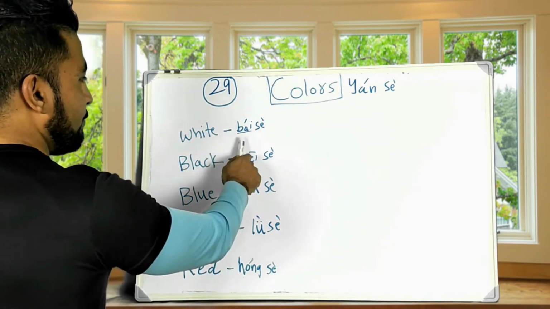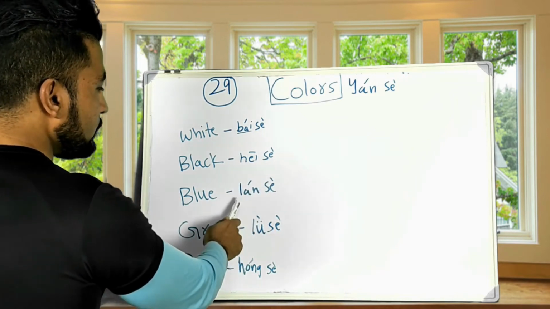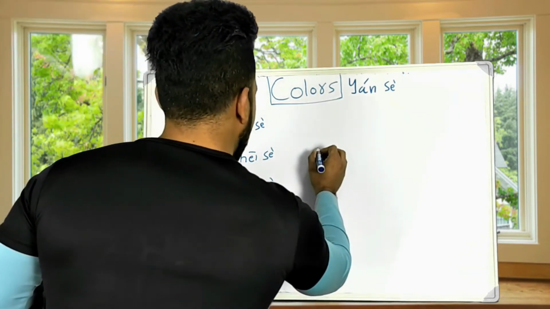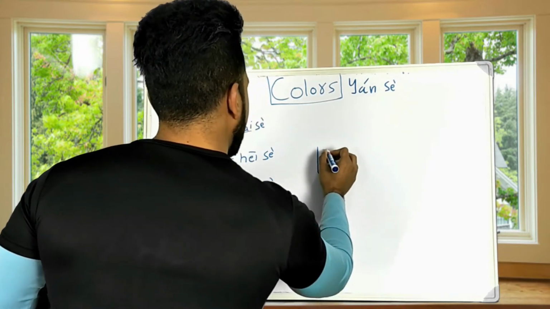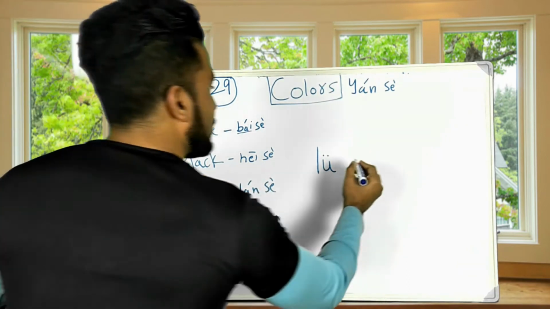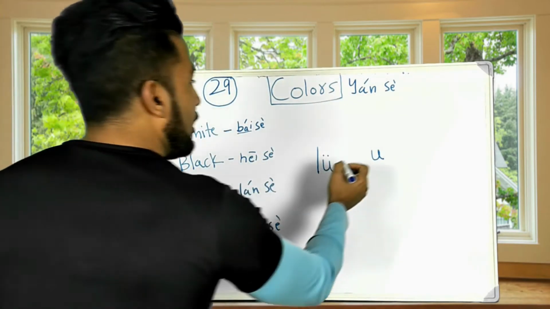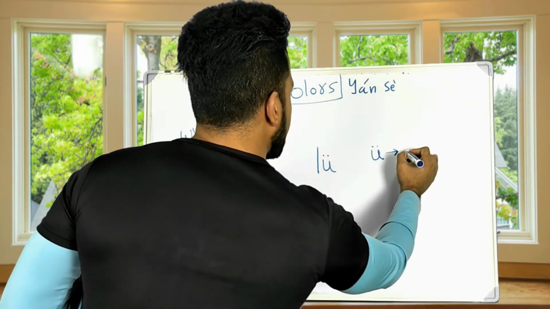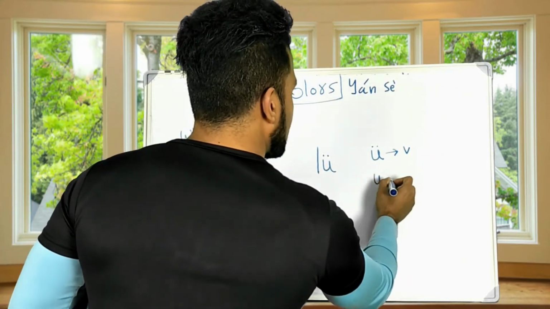白色, 黑色, 蓝色, 绿色. Remember this green. 绿. Before, in the first video on the Chinese alphabets, we learned that this letter gives the sound of U. But if there are 2 dots, this pinyin gives us the sound of V. But it's not totally the sound of V. It's like a U plus V mixture.